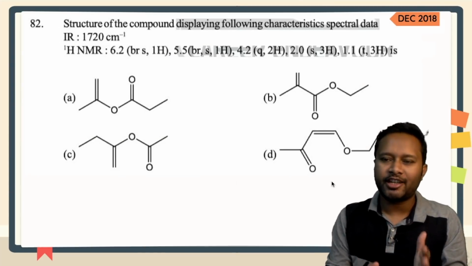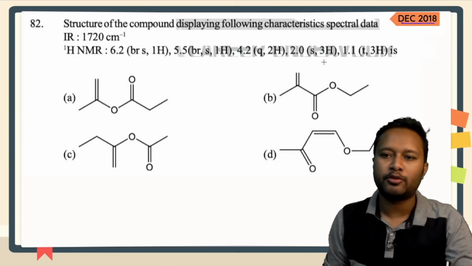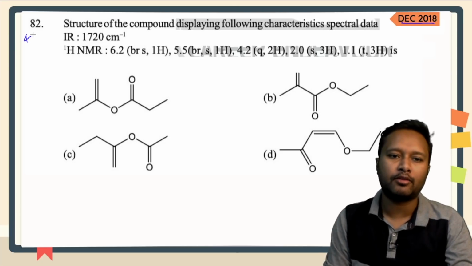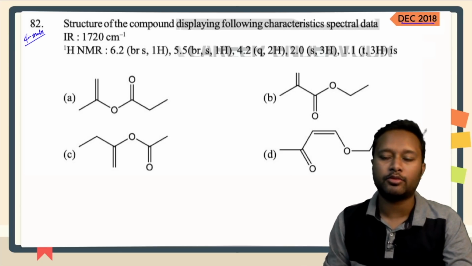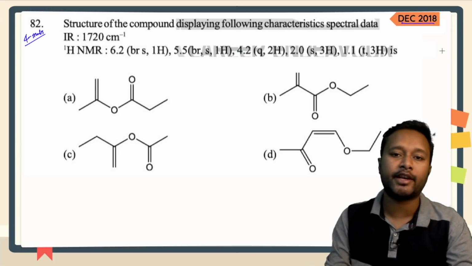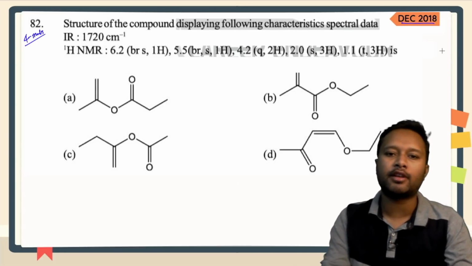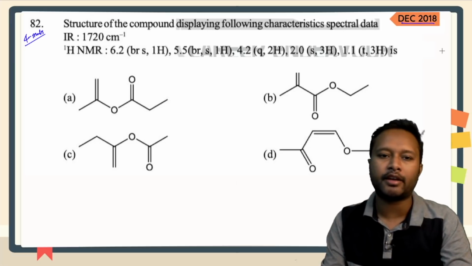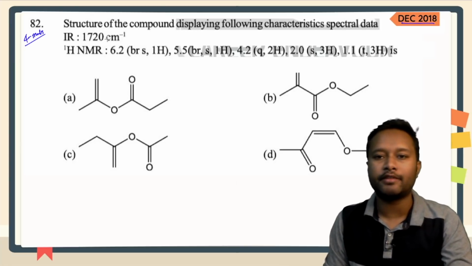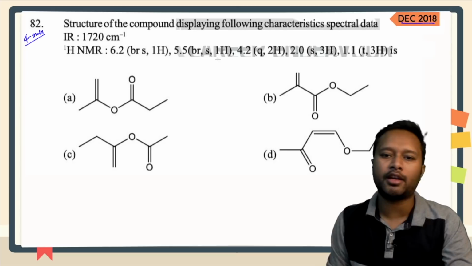Alright, again we will take one more question from CSIR December 2018. Again, this was a 4-marker question, and again it was a very nice question. Let's see how to solve it. It says: the structure of the compound displaying the following characteristic spectral data. IR is given as 1720 cm⁻¹, and the NMR data are given to you.